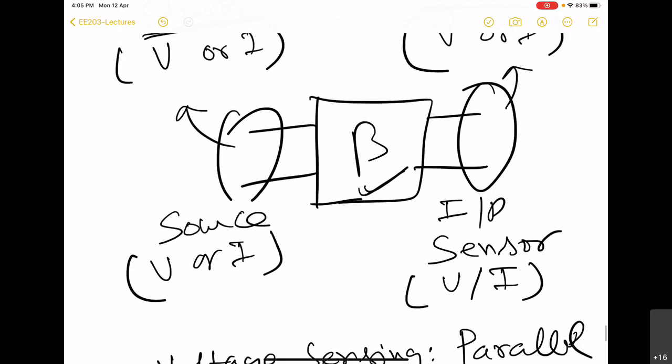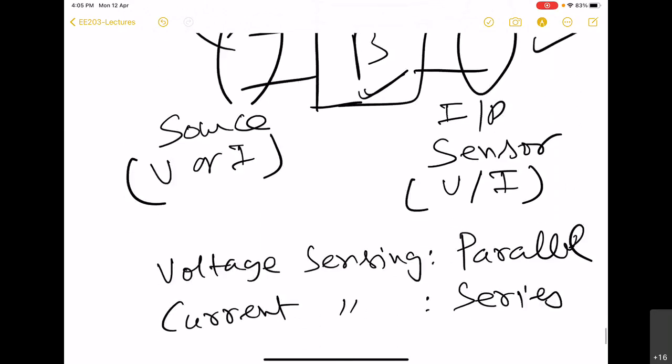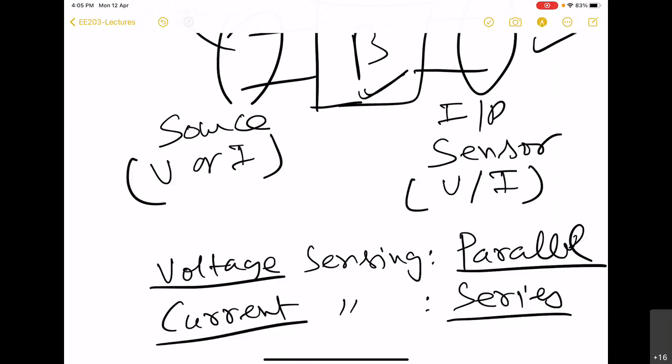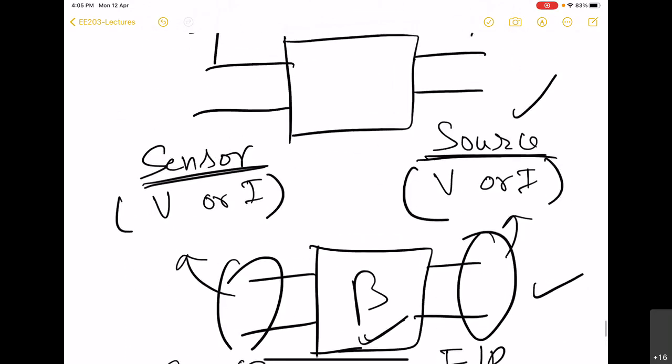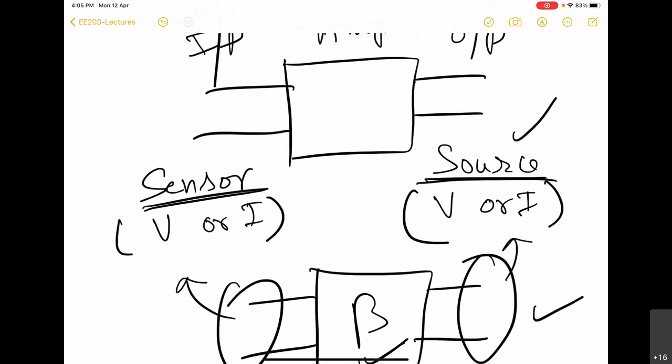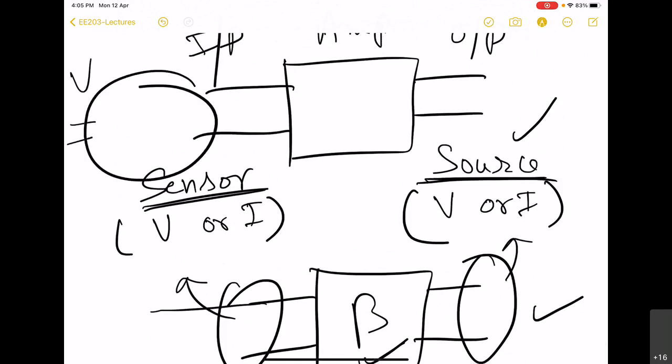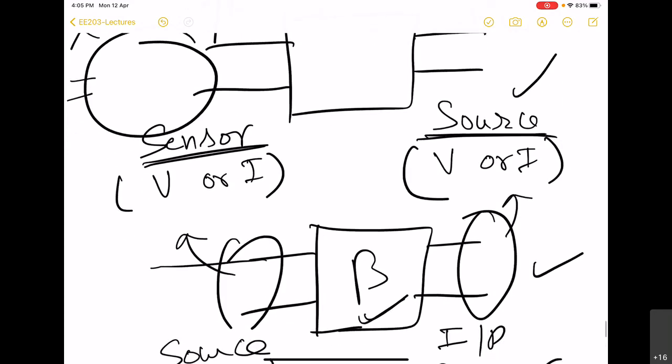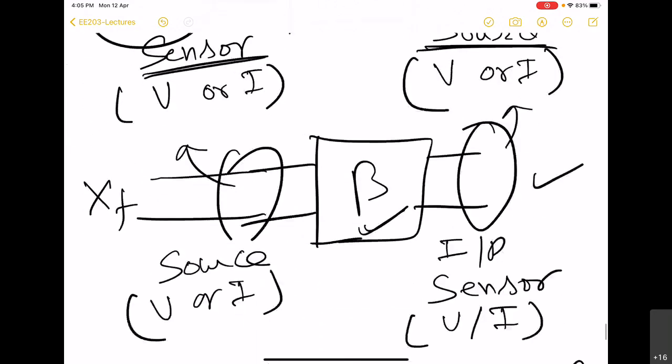So on the input side of the feedback network, we have to see that it is connected in parallel if it is sensing voltage, and in series with the amplifier if it is sensing current. That means if the amplifier is producing current. Now there's one more requirement: the output of this feedback has to be added with the external quantity that is being applied here. So this external quantity will get added with this feedback quantity that is being produced by the amplifier.